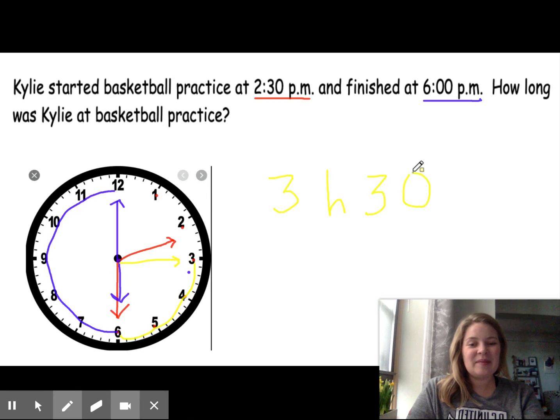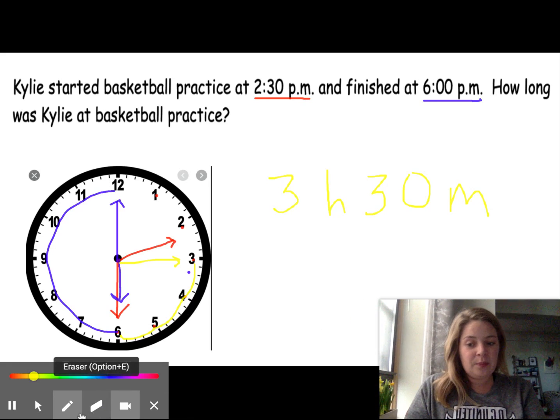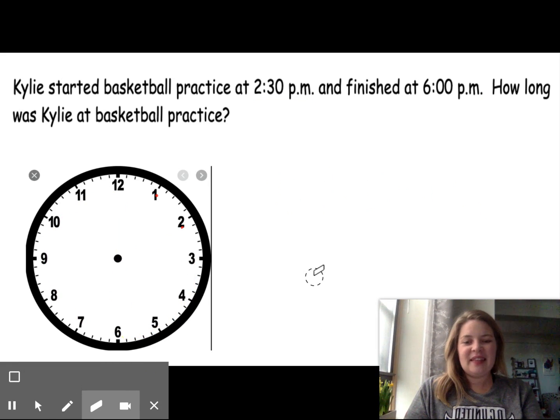Awesome job. That is really tricky, this elapsed time. It's not simple to do. If you got a little confused on this one, don't worry about it. We'll keep practicing, and you can practice even more at home. And as always, if you have questions, feel free to reach out to me or Miss Weiss so that we can help you. Let's move on.